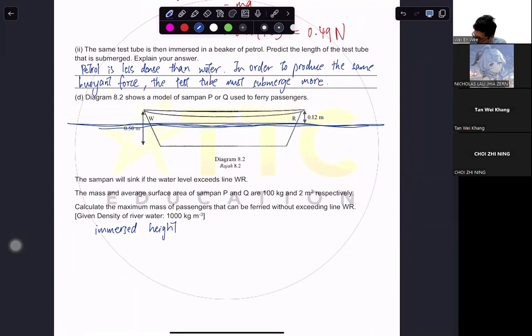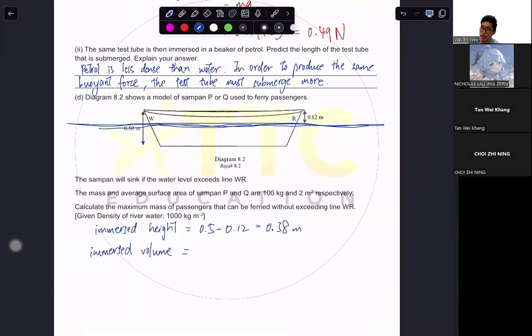Immersed height is how much? 0.5 minus 0.12, correct? Okay, which is 0.38. Okay, so what is the immersed volume? What is the immersed volume? Right now it's just on the line.